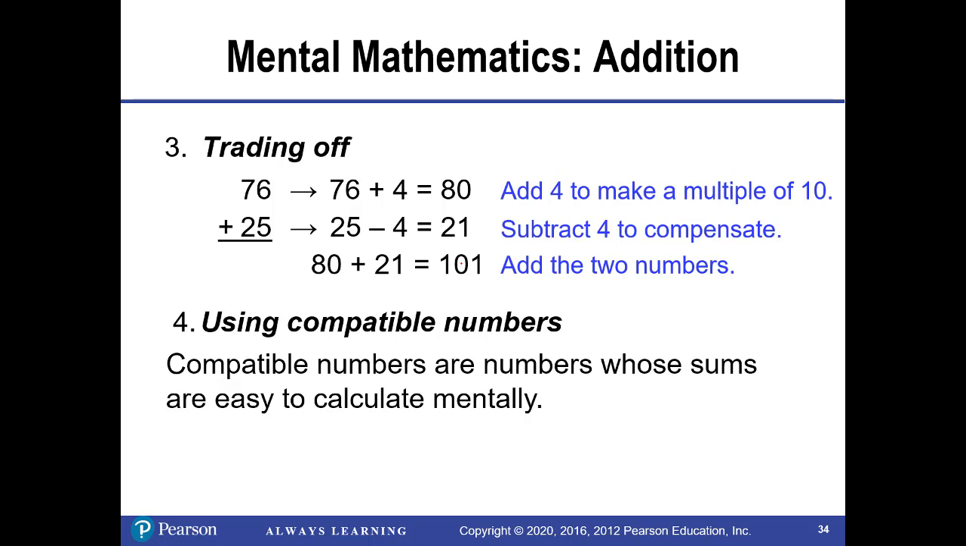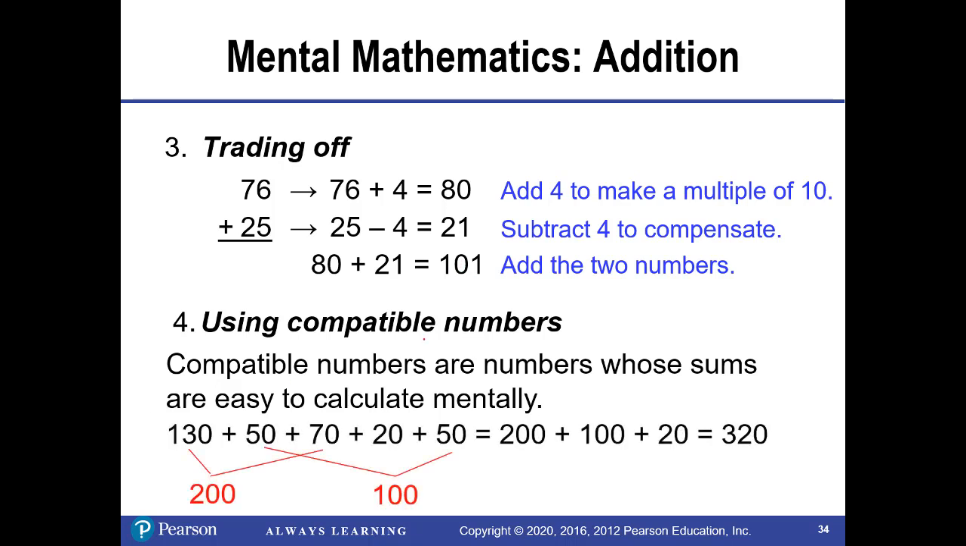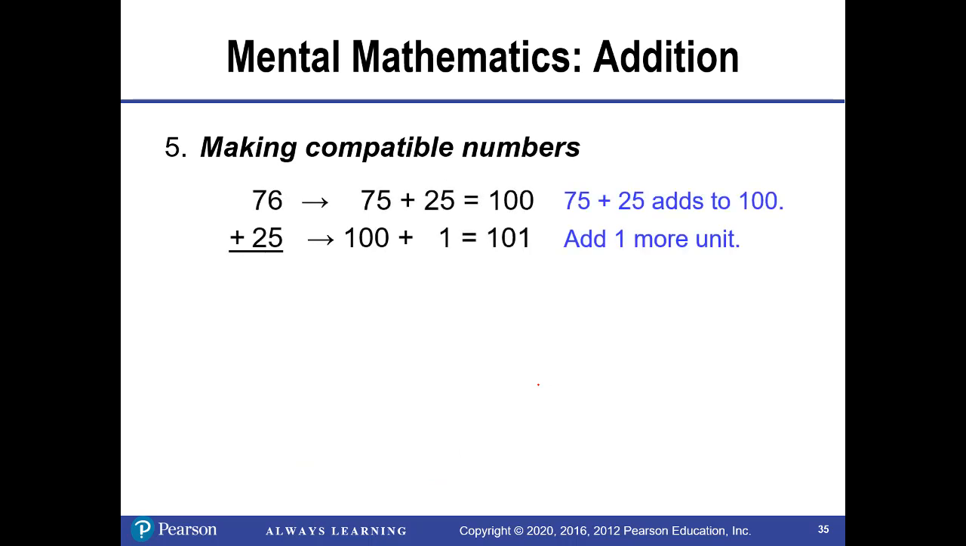Compatible numbers are numbers whose sums are easy to calculate mentally. This is what we do when we have, again, multiple numbers together in a list, like 4 or more. So this list, what's really easy? Well, 130 plus 70 is 200. 50 plus 50 is 100. And so we get 200 plus 100 plus 20. That seems much easier to add than 130 plus 50 plus 70 plus 20 plus 50. And apparently what I said before was making a compatible number.